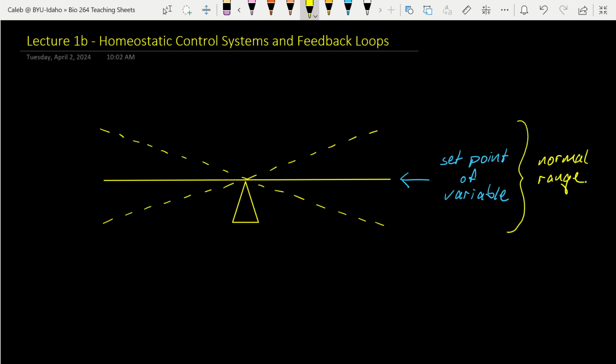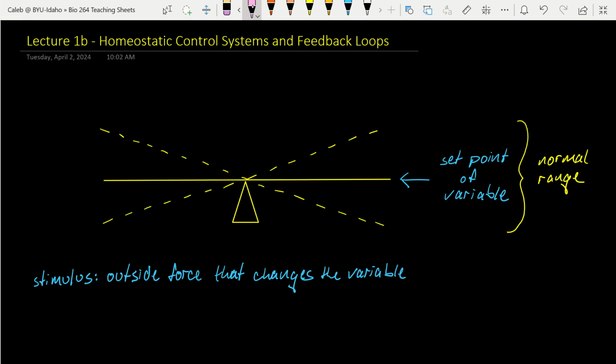Now I'd like to highlight the integral components of a homeostatic feedback loop. What happens when an outside or external force, known as a stimulus, causes the teeter-totter to deviate away from set point? In this example, let's place a child on one end of the teeter-totter. Without being too distracted by my amazing artistic ability to draw that child, I think we can all recognize what's going to happen. As the child sits on the teeter-totter, it is displaced away from its set point.